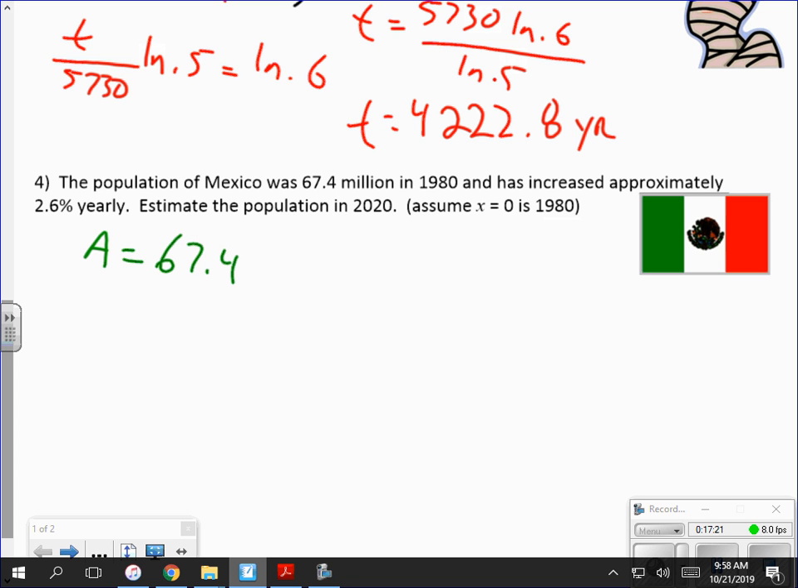Okay, how many people are we starting with? 67.4 million. So our answers will be in millions. Do not put a bunch of extra zeros on there. It's not worth it. 1 plus 0.026. What's our time period? 40 years, because 0 is 1980 and we're going to 2020. Plug it in your calculator and figure it out. Take 1.026 to the 40th power, multiply that by 67.4.